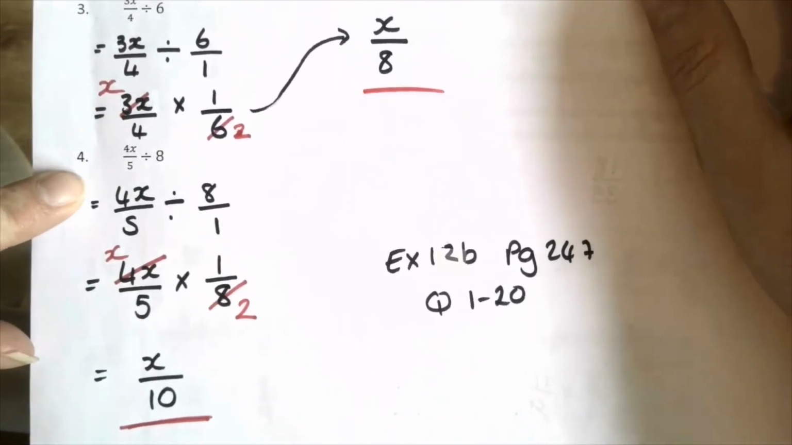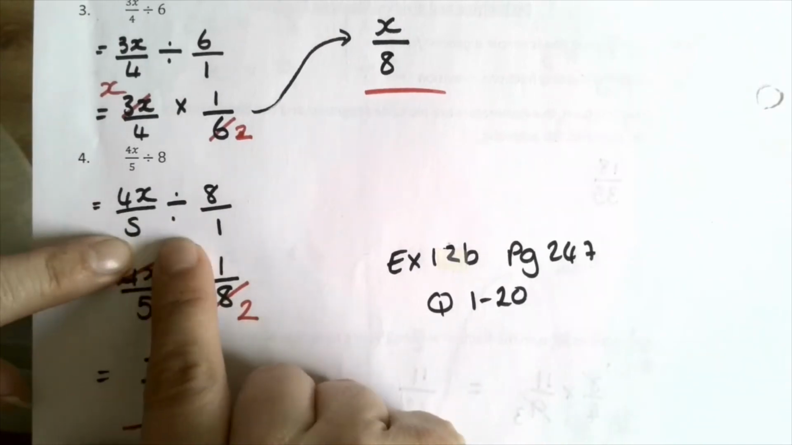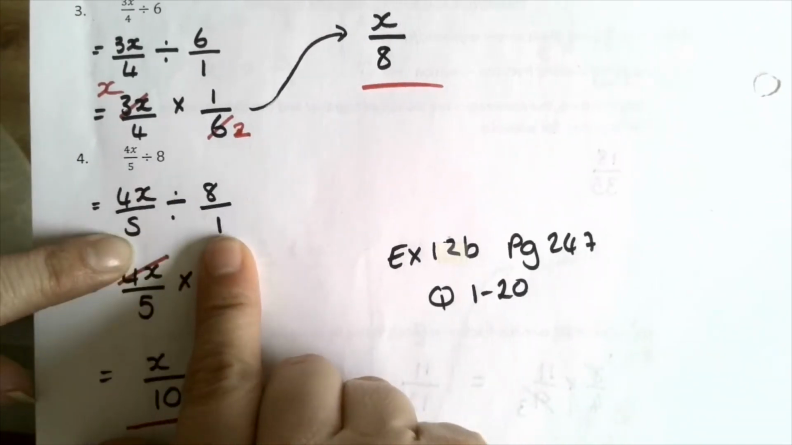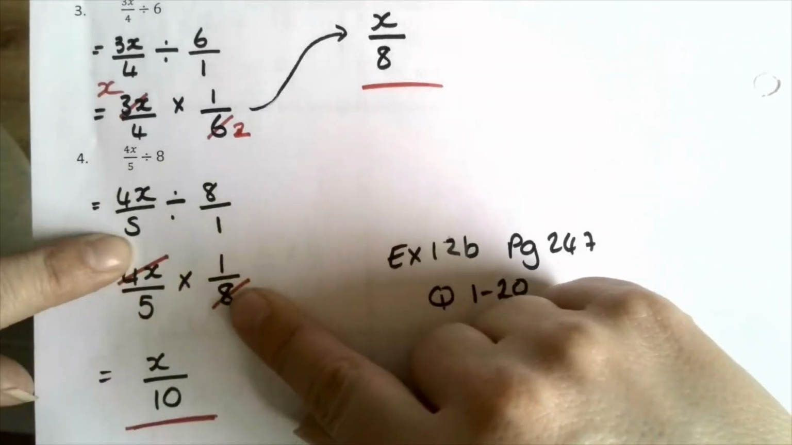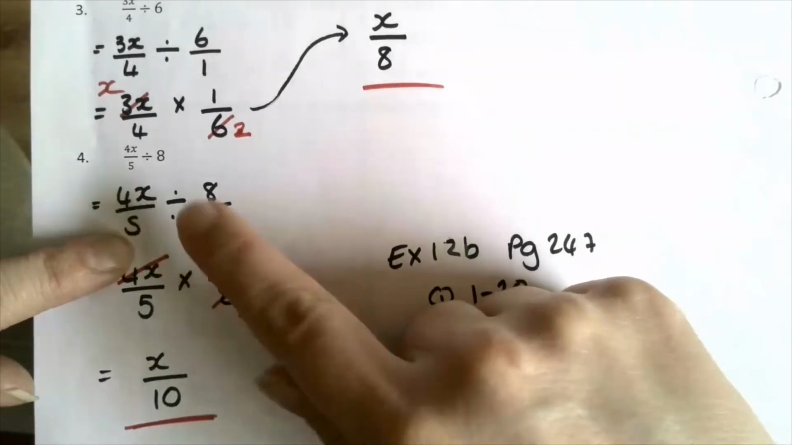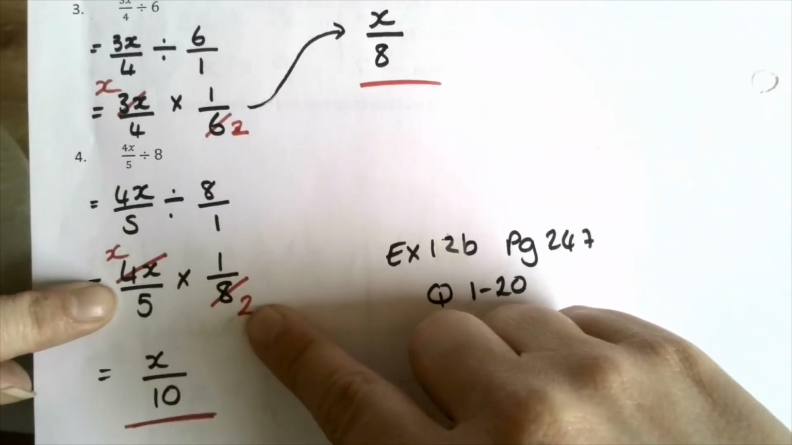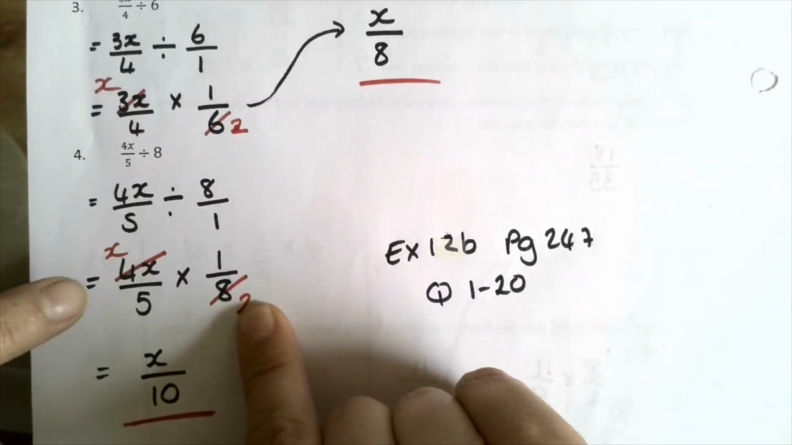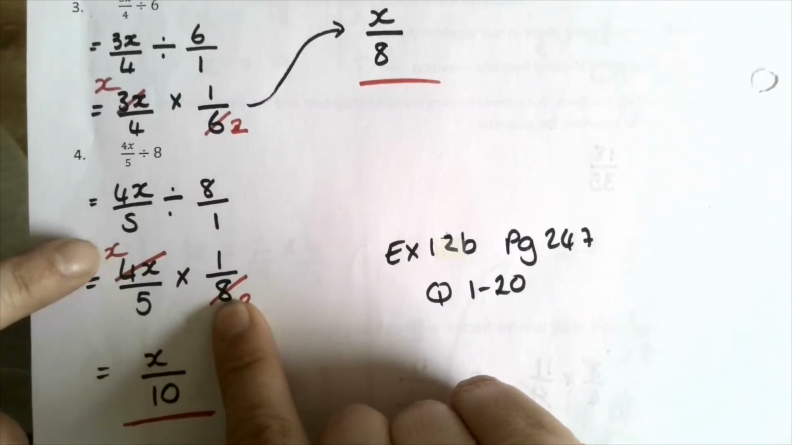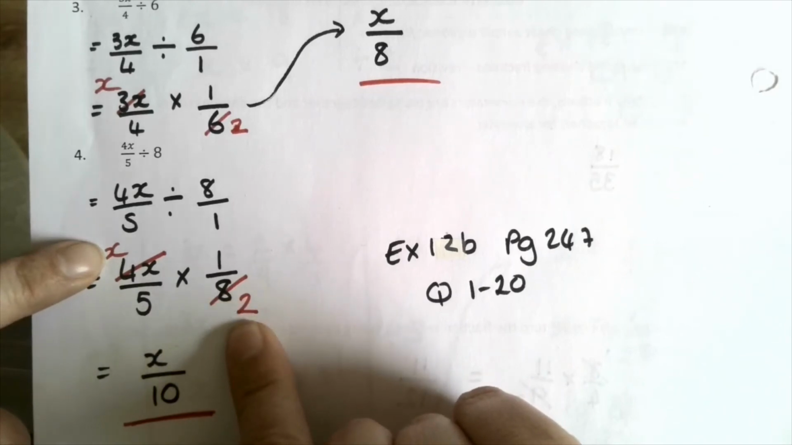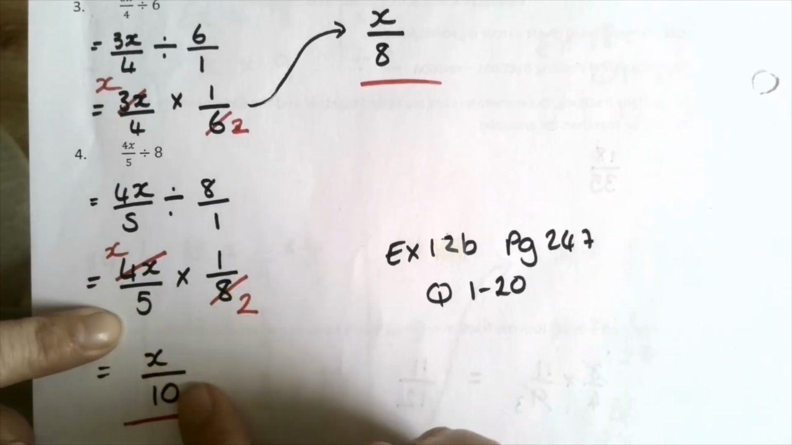Okay, so example 4 was 4x over 5 divided by 8. So again, first thing I've done is just rewrite this 8 as a fraction, so it's 8 over 1. Then I've turned my second fraction upside down and changed my divide to multiply. Now that I'm at this stage, now I can simplify. So 4x and 8 can both be divided by 4. So that gives us x here and 2 here. And then x multiplied by 1 gives me x. 5 multiplied by 2 gives me 10.